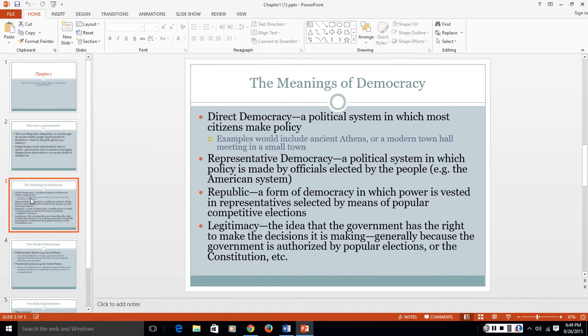What's best for them? You also have a type of democracy called a republic, which is a democracy in which power is vested in representatives selected by means of popular competitive elections. We have some of that as well. We do have elections, but it's a little bit different setup.